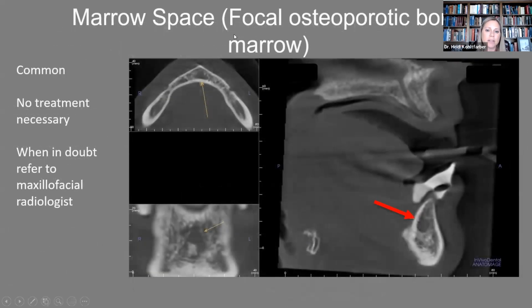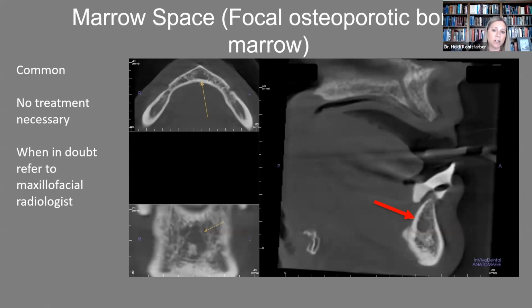Enlarged marrow spaces, we commonly see these, and we commonly get questions about these. One of the areas that we're going to see an enlarged marrow space, also known as a focal osteoporotic bone marrow defect, is right at the anterior midline. So we can see it right here. It's a very common area for us to see them, but we can see them anywhere.